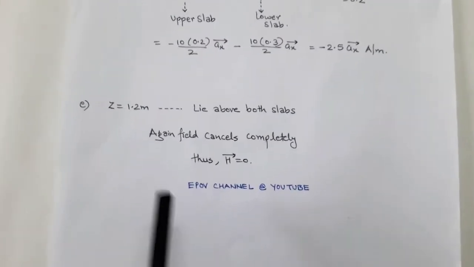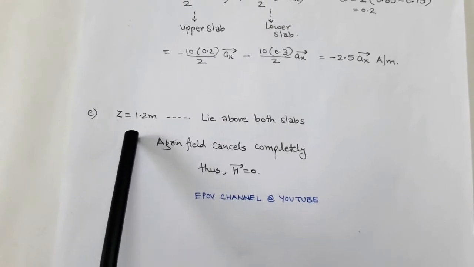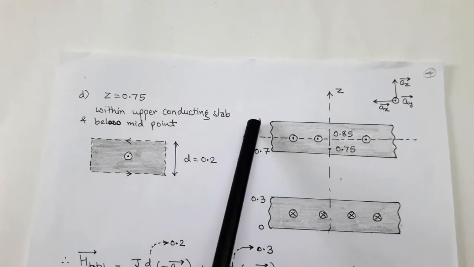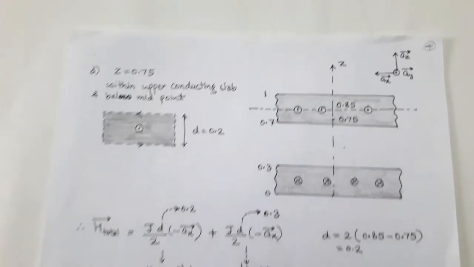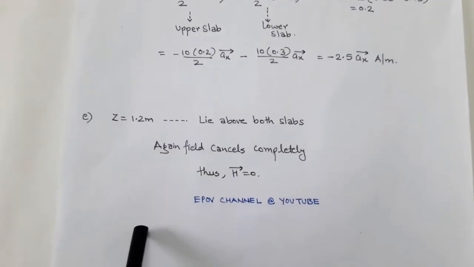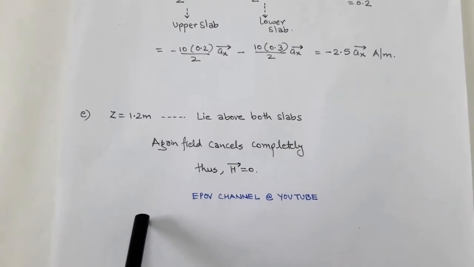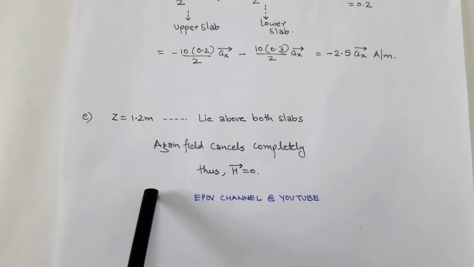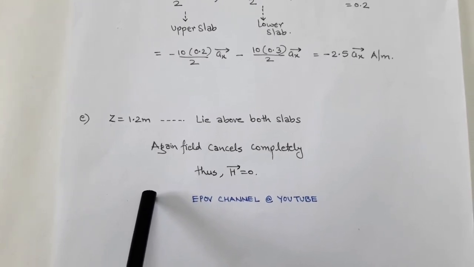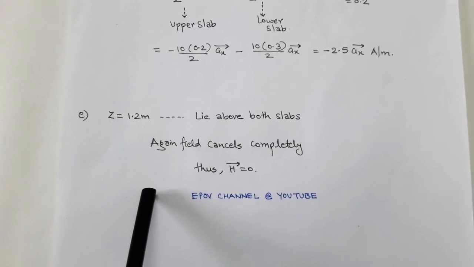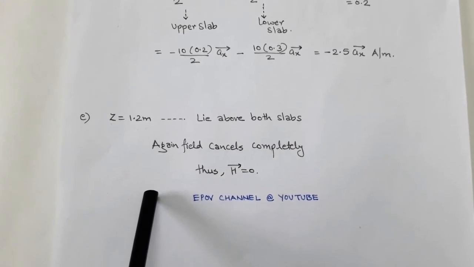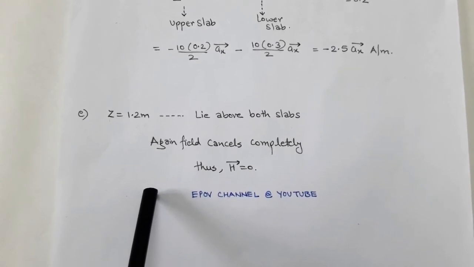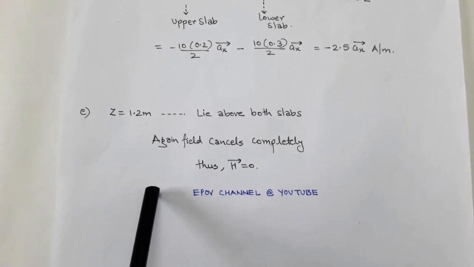And the last part is we have to determine the magnetic field intensity at z equals 1.2 meter. 1.2 meter lies above both the slabs, so it is outside the system, and again the magnetic fields cancel completely because the currents flow in opposite directions, and we get a magnetic field intensity H that is 0. So in this way we can determine the magnetic field intensity at different points by using Ampere's circuital law, because here the current distribution is symmetrical.